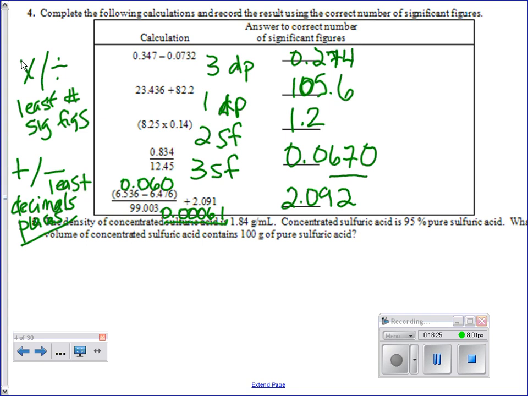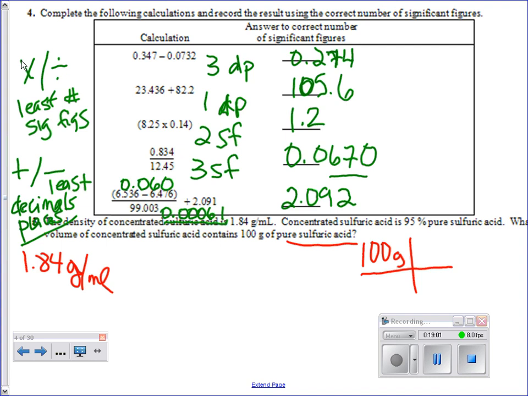The density of concentrated sulfuric acid is 1.84 grams per mL. Concentrated sulfuric acid is 95% pure. The problem is asking what volume of concentrated sulfuric acid contains 100 grams of pure sulfuric acid. So at the end of the day, we're going to do a little dimensional analysis here. Given 100 grams of pure sulfuric acid, we want to know how many mL we'd need to take out of the container to get that 100 grams.